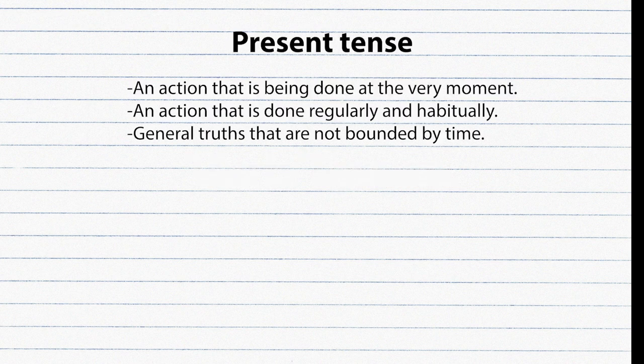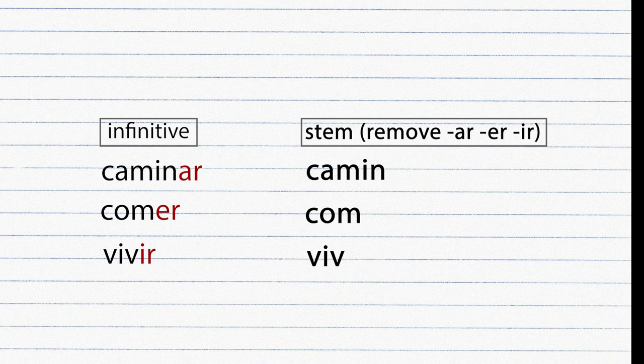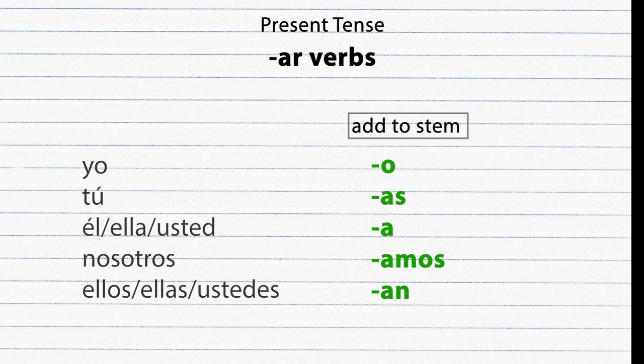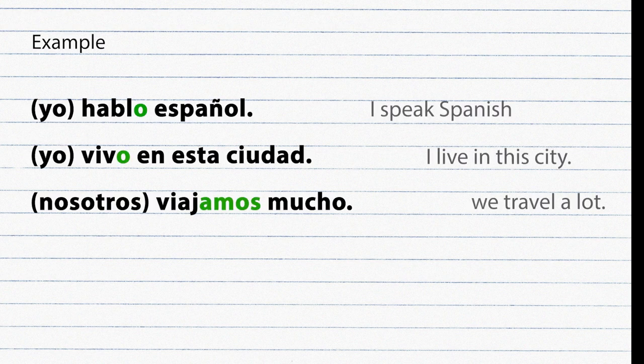Present tense. Present tense is used to talk about an action that is being done at the very moment, an action that is regularly and habitually being done, and general truths that are not bounded by time. To conjugate the verbs in the present tense, we first need to get the verb stem by simply removing the AR, ER, or IR endings from the infinitive verb. Example. Hablo español. Vivo en esta ciudad. Viajamos mucho.